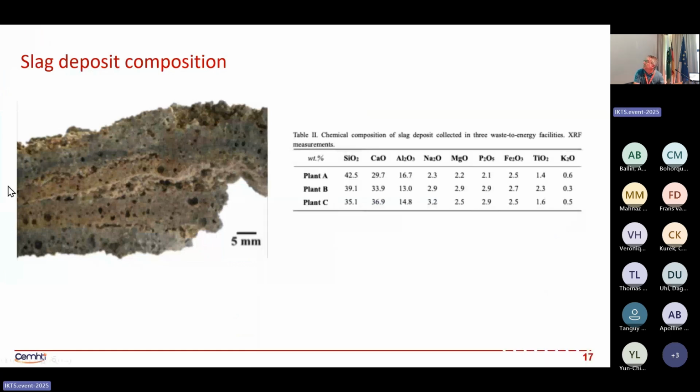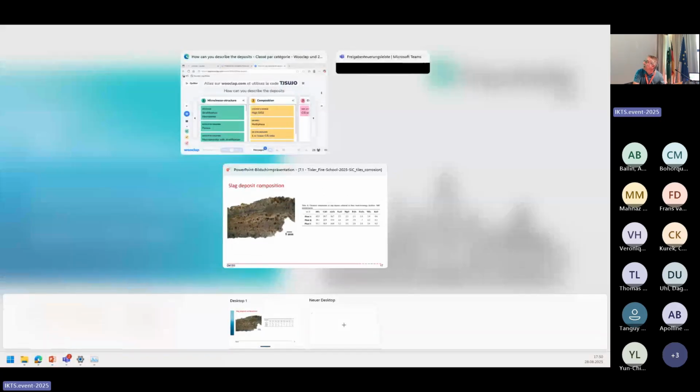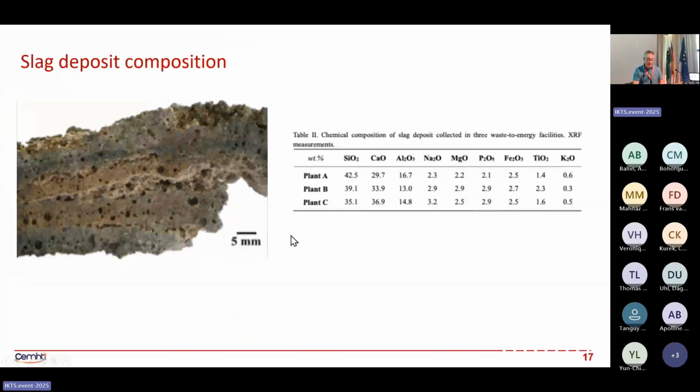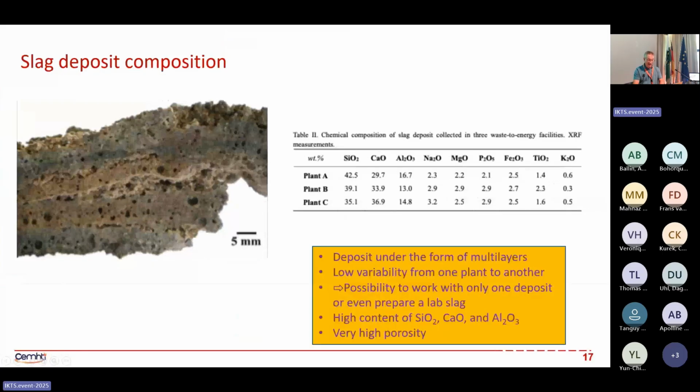Before that, what is important? Deposit under the form of multi-layers, low variability from one plant to another one. This is a very important point. Why? Because if you want to understand and if you perform some calculations, you need to know the composition. But if the composition varies a lot between different plants, the solution you will give will depend on the plant you are applying your solution.